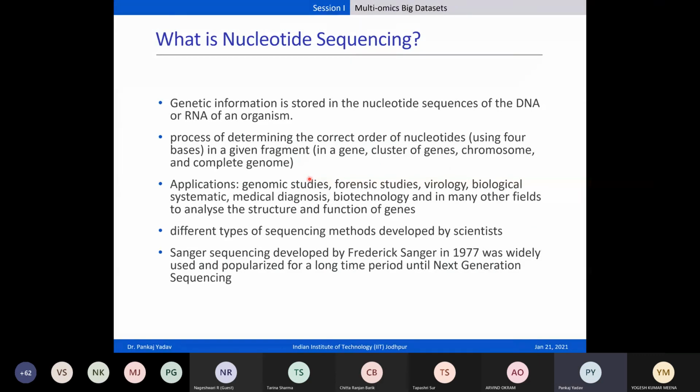All right, so this I think I have already discussed in session 1. So I think I will skip this. This basically tells you what nucleotide sequencing is, how this sequencing works, and how traditional Sanger sequencing has been replaced now by next generation sequencing technologies.